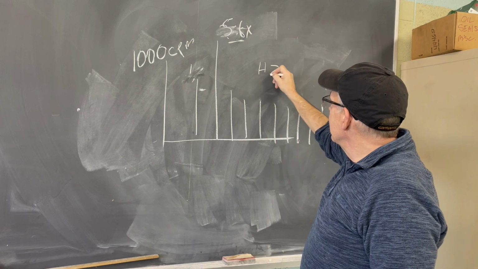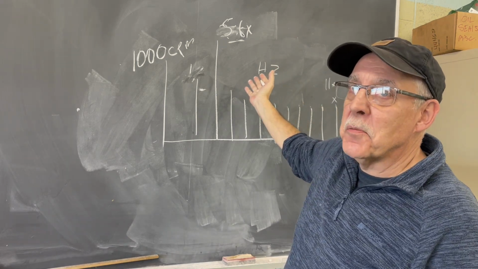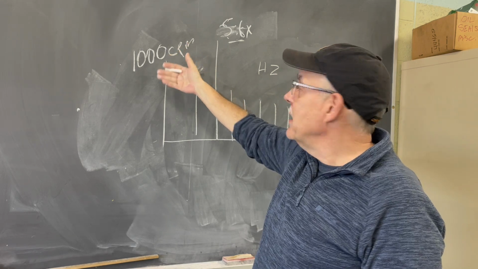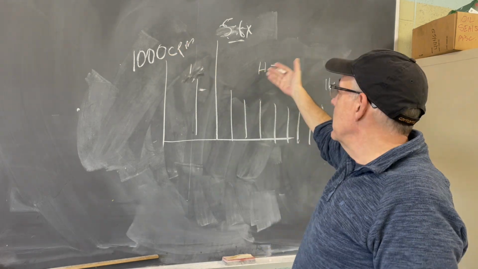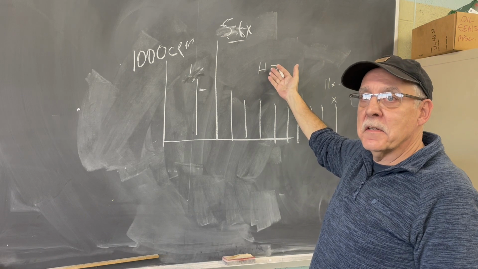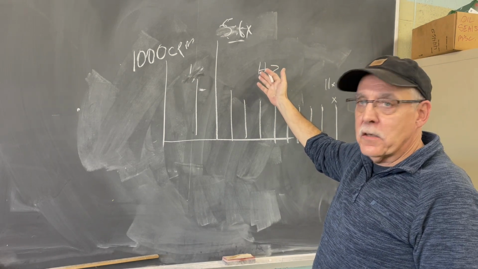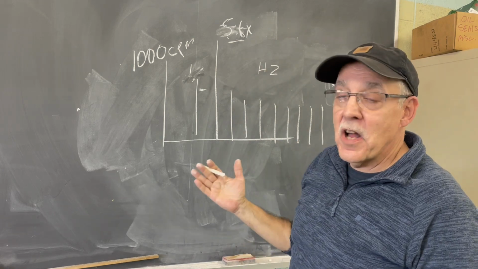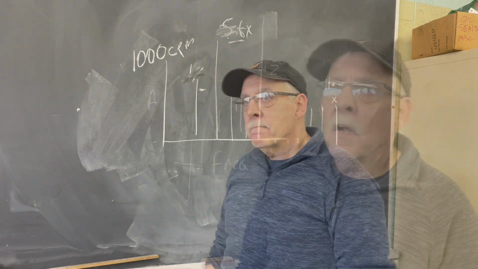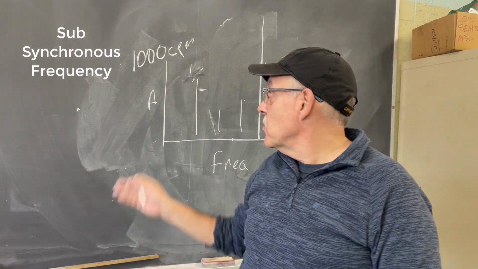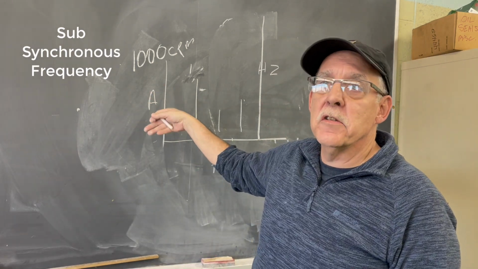If you work in hertz, it doesn't come up like that as multiples of running speed. But in CPM, if I know running speed's 1,000 and I see something coming up at 2,600 cycles per minute, right there I know it's not imbalance, it's not misalignment, it's not looseness, it's a bearing, because it's not an exact multiple. So like a squeal, a rub, something like that shows up below 1 times running speed, so subsynchronous.